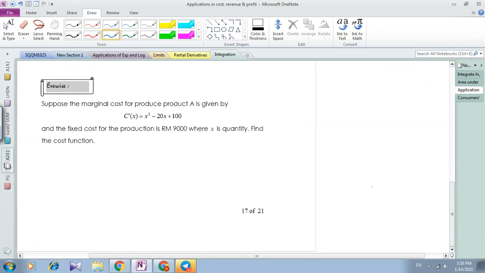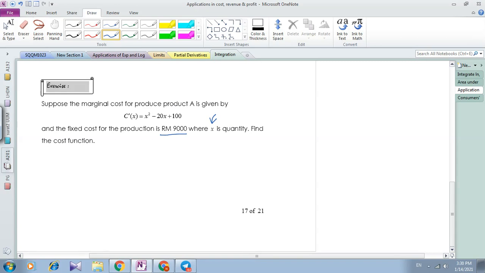Let's do this exercise question. Suppose the marginal cost to produce product A is given by this marginal cost function, C prime. The fixed cost for the production is RM 9,000, where x is quantity. In this case, the variable is x. It depends on the question; if the question uses x, so be it. Find the cost function.